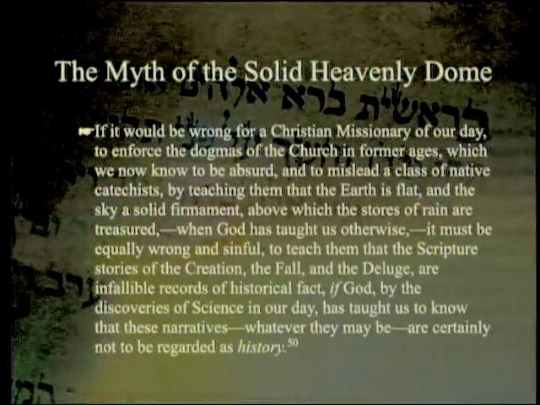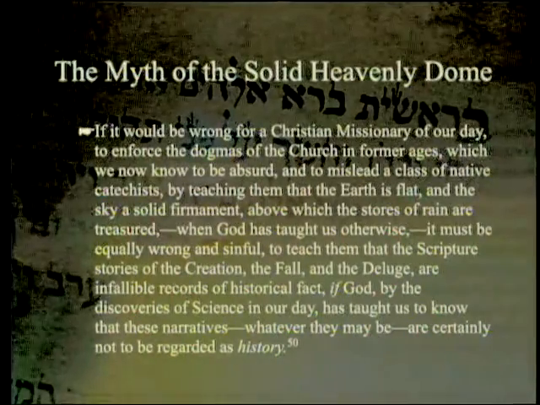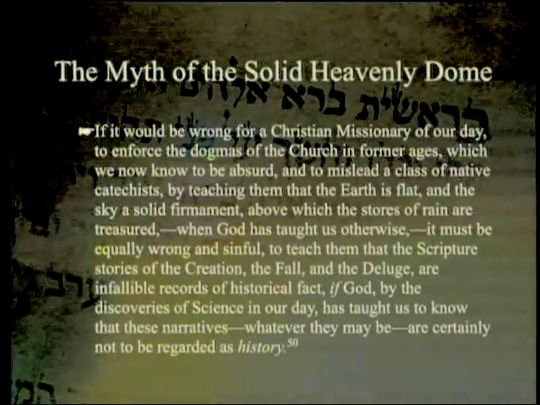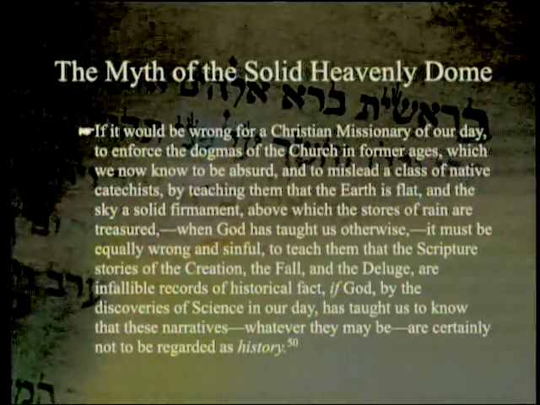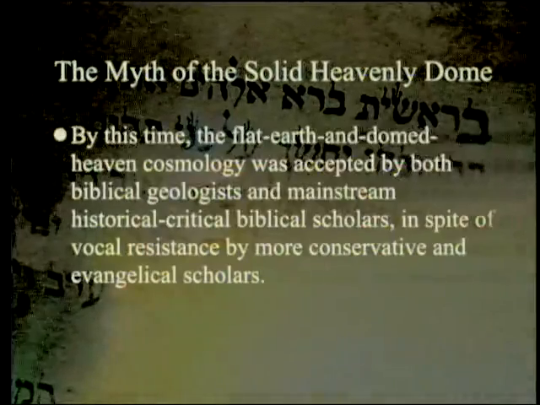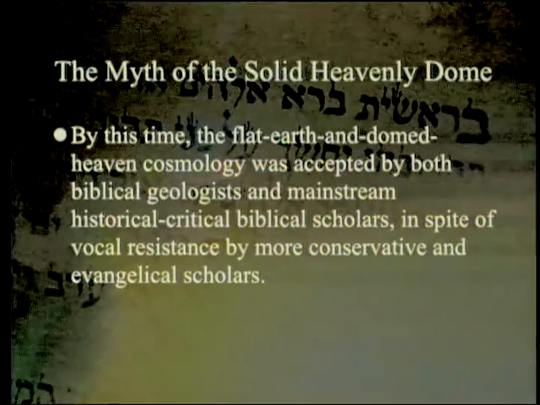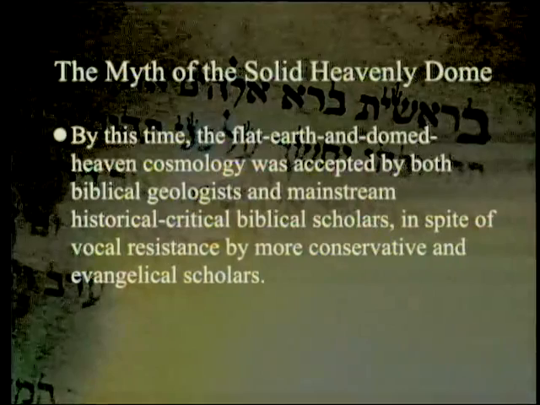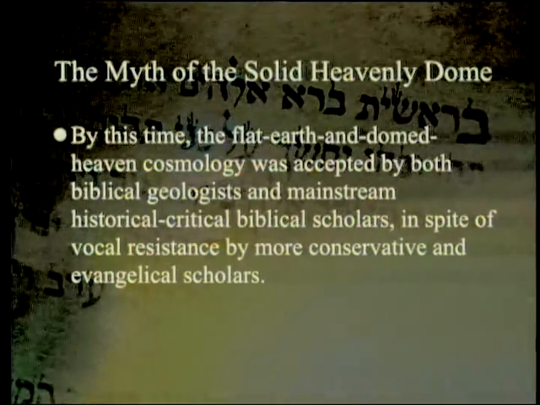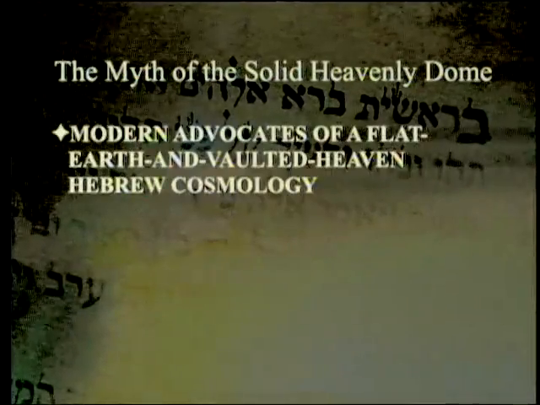You can see the argument that's being made directly from the half-dome firmament to the idea that we need to take the first chapters of Genesis with several grains of salt. By this time, the flat earth and domed heaven cosmology was accepted by both biblical geologists and mainstream historical critical biblical scholars, in spite of vocal resistance by more conservative and evangelical scholars.